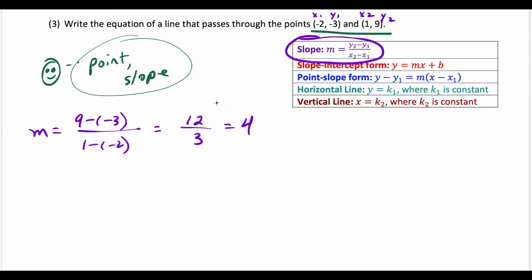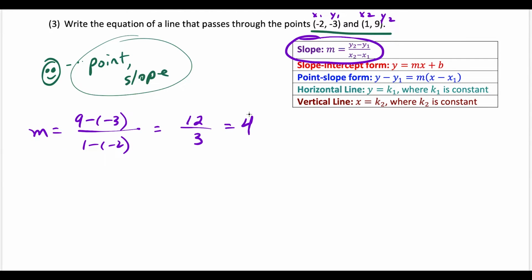Now, some students sometimes get tripped up here and they say, well, how do I know which one to make x1, y1 or x2, y2? And as it turns out, it doesn't matter which one you start with as long as you're consistent. We could have just as easily done -3 minus 9 first and then divided by -2 minus 1, and we would have gotten -12 over -3, which equals +4. So we would get the same slope either way, but just know, once again, it doesn't matter which order you start with as long as you're consistent. If you make this x1, y1 and this x2, y2, just make sure you use the formula correctly.